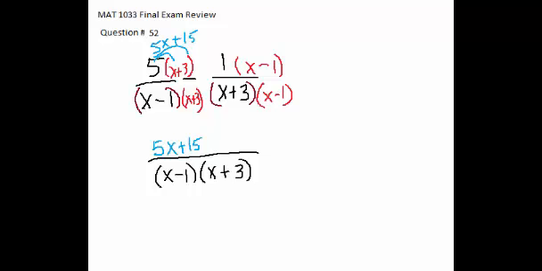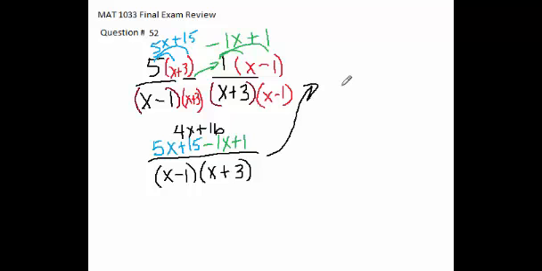And for the second fraction, we must be careful because this is subtracting 1. So we're really distributing a negative 1. So it would be minus 1x, and then minus 1 times negative 1 would be plus 1. That's where you're going to make a sign error if you're not careful. So here we've got minus 1x plus 1. Combining like terms in the numerator, we have 4x plus 16. So here we have 4x plus 16 over x minus 1 times x plus 3.